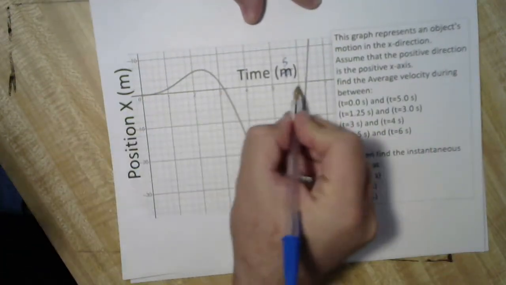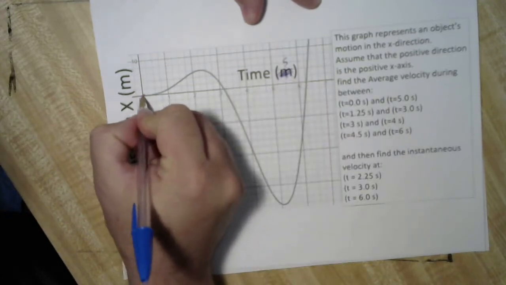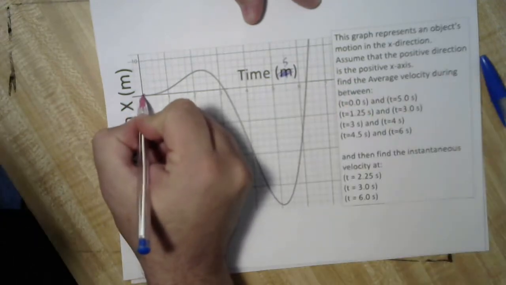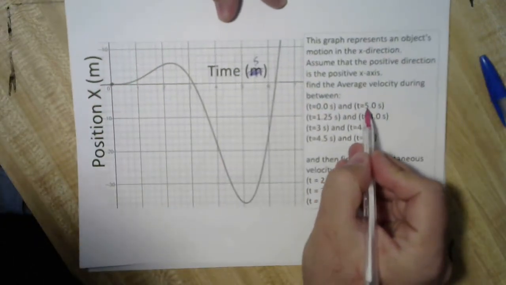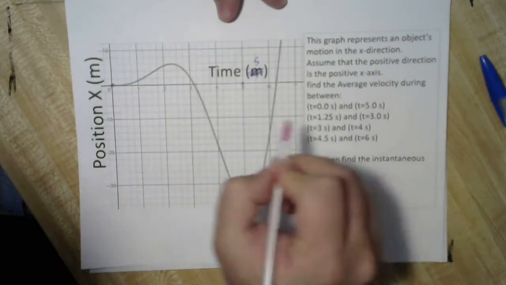This is t equals 0. This is t in seconds. This is t equals 0. I will use a different color. And t equals 5 seconds. This is t equals 5 seconds.